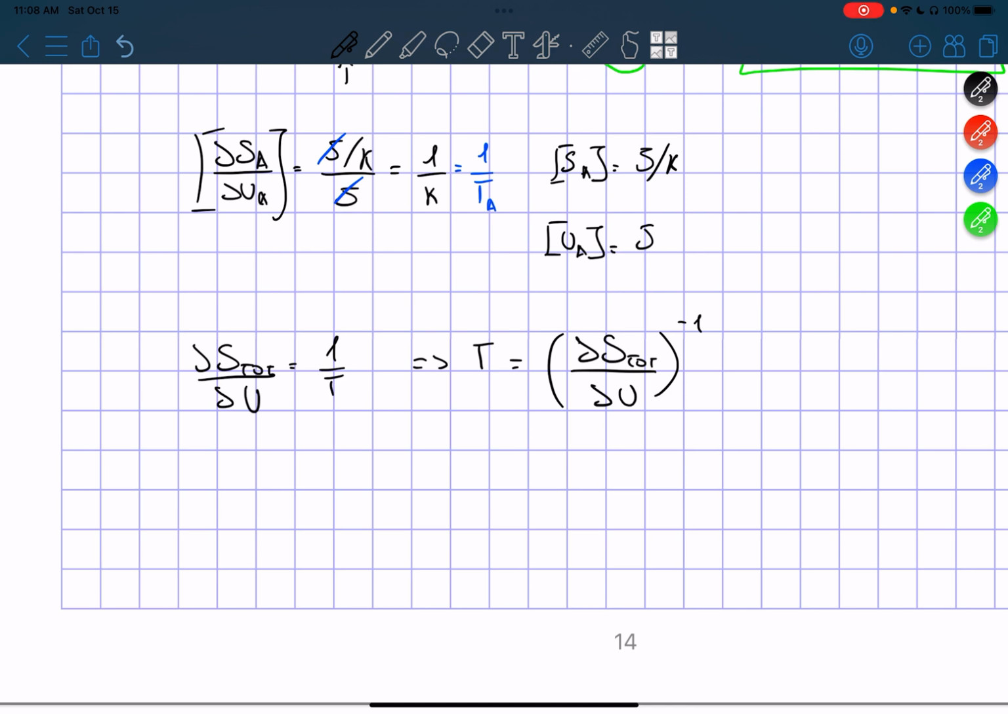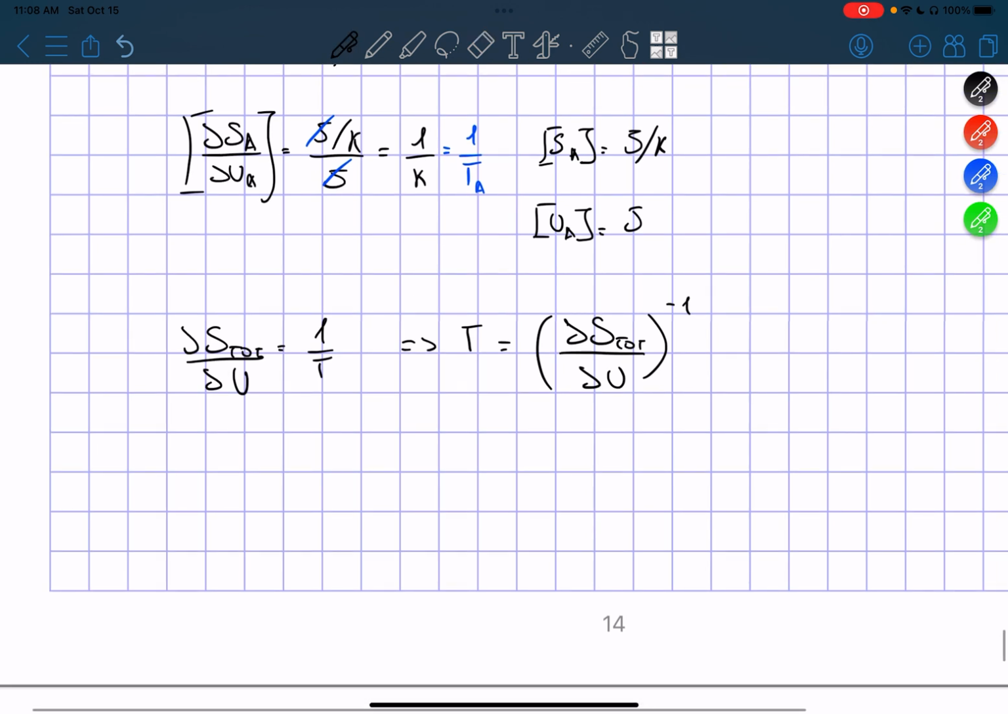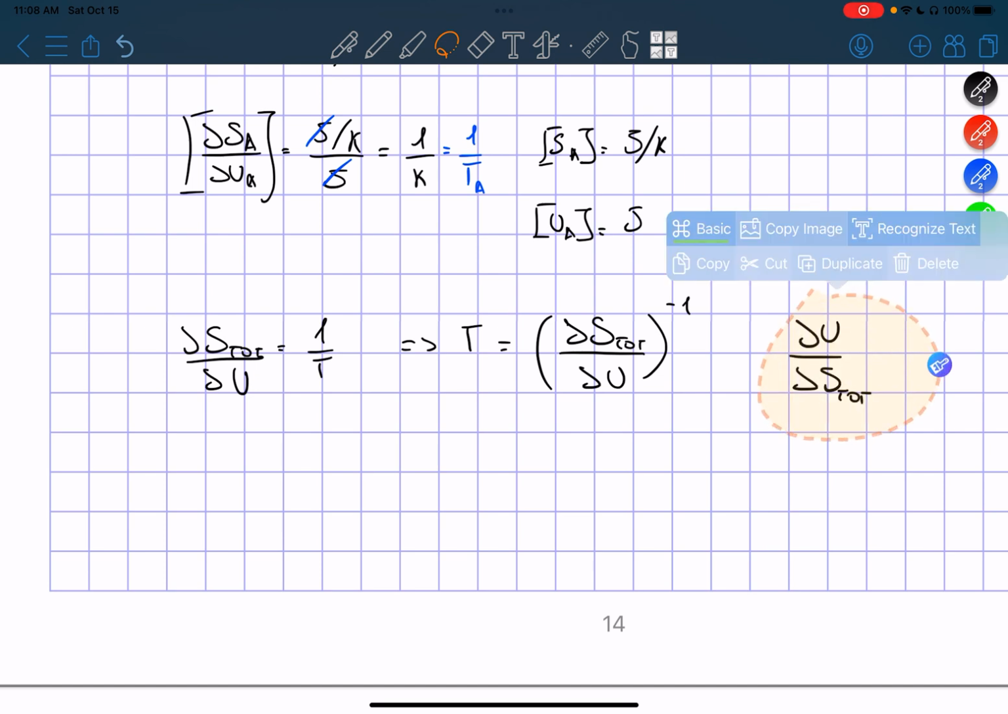Now, we do not write this as the derivative of the energy with respect to the entropy, because it really doesn't make sense for us to write it like this. It makes sense mathematically, but not visually. So we want to keep it the best way we can.